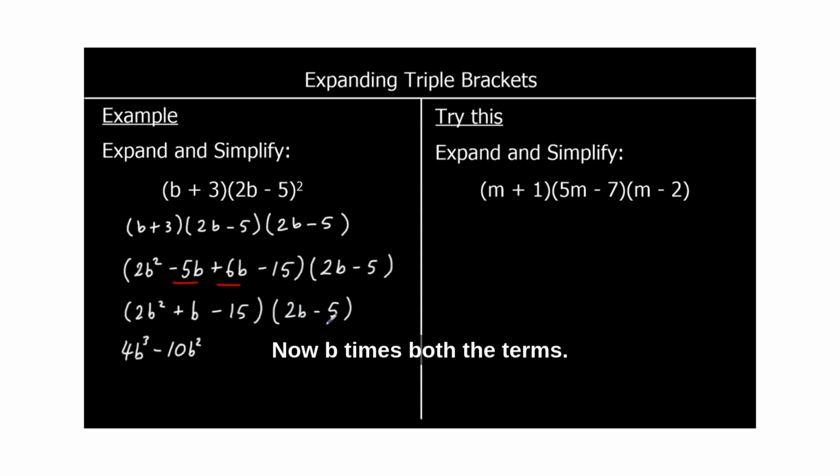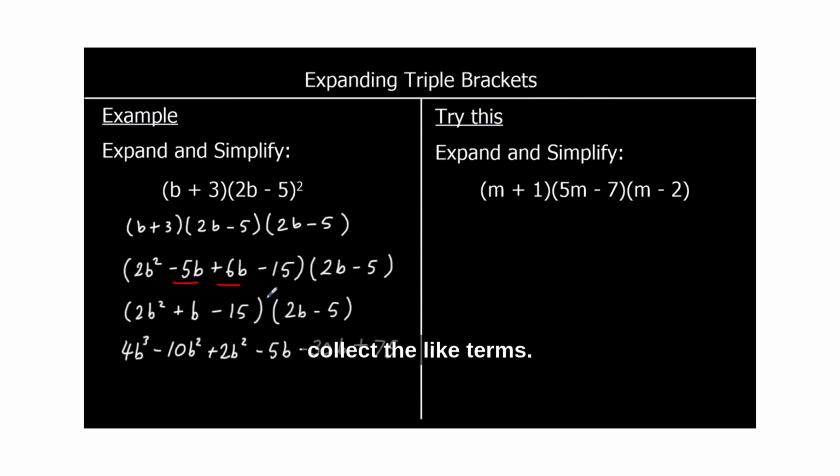Now b times both the terms, so b times 2b is 2b squared. B times negative 5 is negative 5b. And then we've got negative 15 times 2b, so negative 15 times 2b is negative 30b. And negative 15 times negative 5 is going to be positive, because negative times negatives are positive, and 15 times 5 is 75.